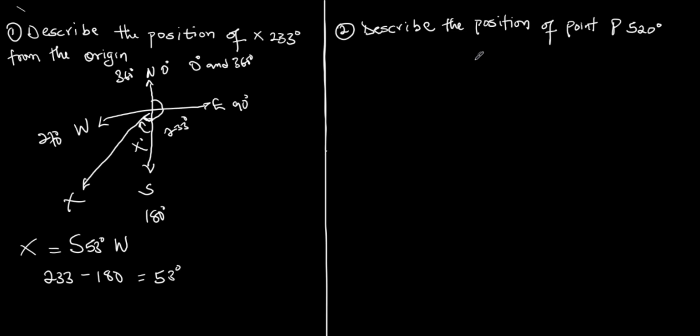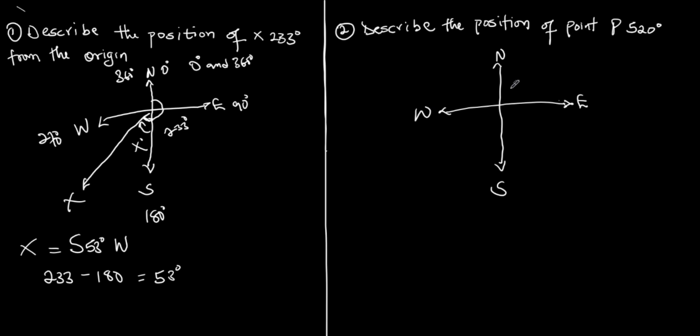Now, question 2. Describe the position of point P, 520 degrees. Of course, draw your compass point. This is moving towards the north. This is moving towards the east. This is moving towards the south. And this is moving towards the west.